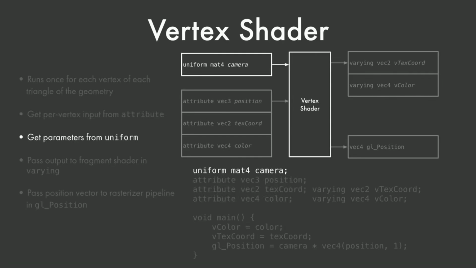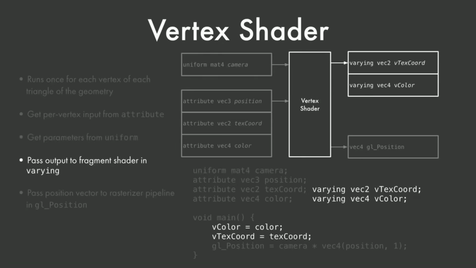There's also the option to give global parameters that are the same for each vertex that the vertex shader processes. Those are called uniforms, and that's typically, for example, your projection matrix, the way that you define exactly from which point you're looking at your scene and how it gets projected onto the surface.